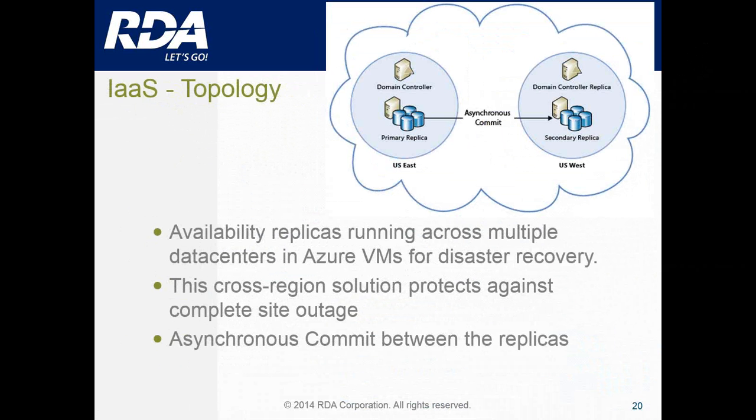You could always set up a hybrid solution where you have a primary, maybe on-premises, and a replica in Azure. And in that case, based on your needs, you may set up the availability group across the on-premises and the Azure topology as well.